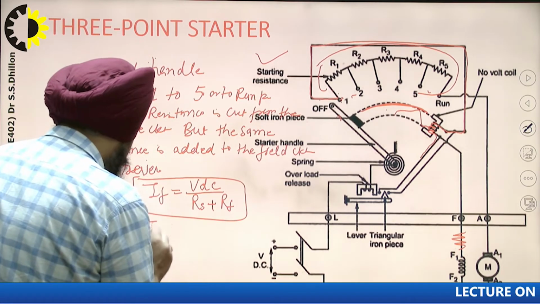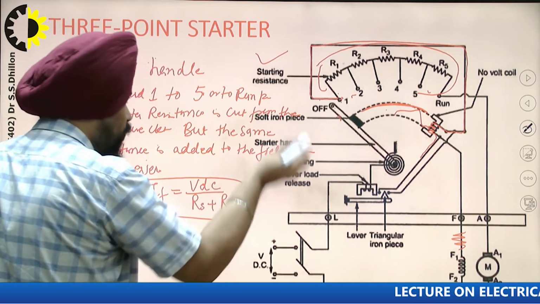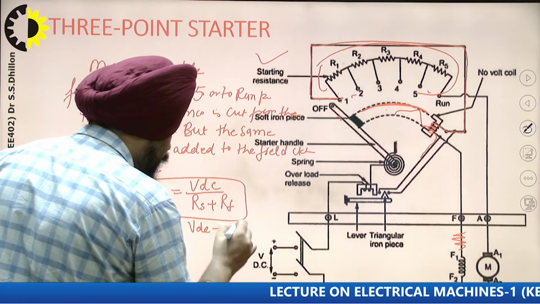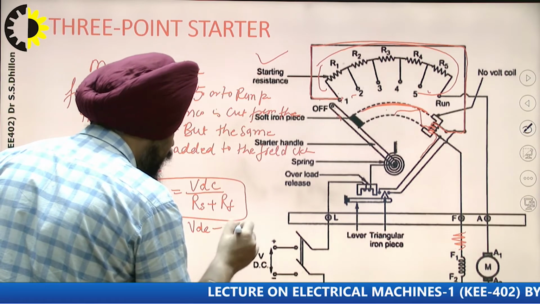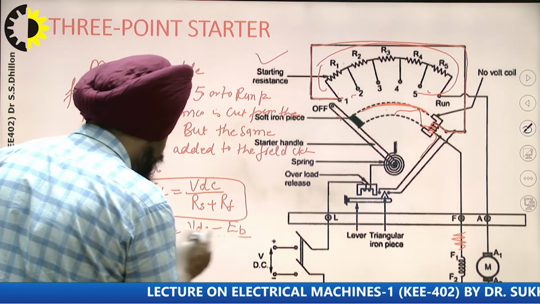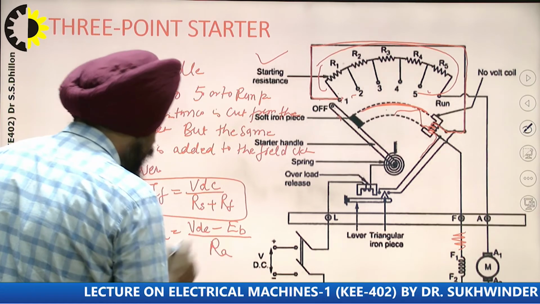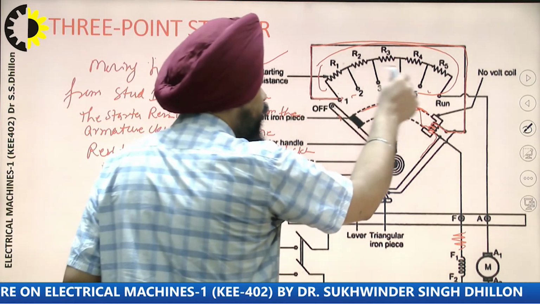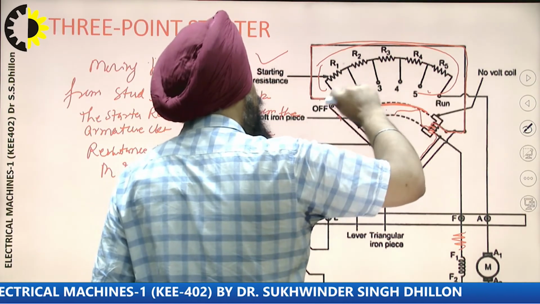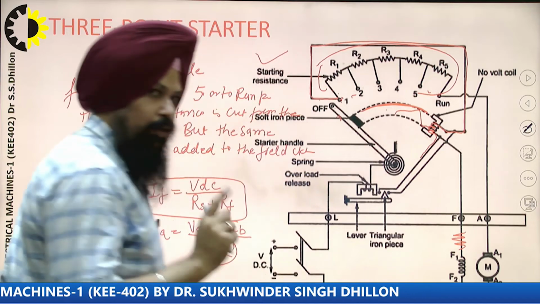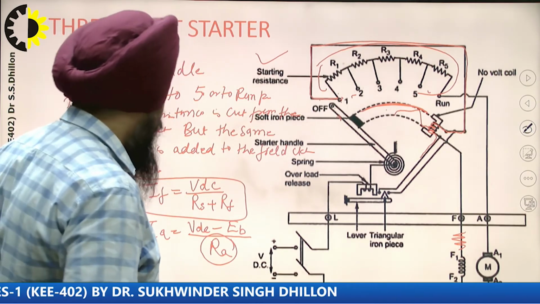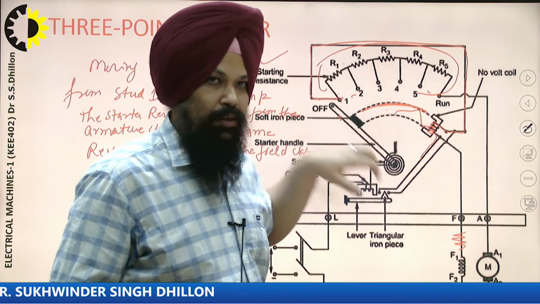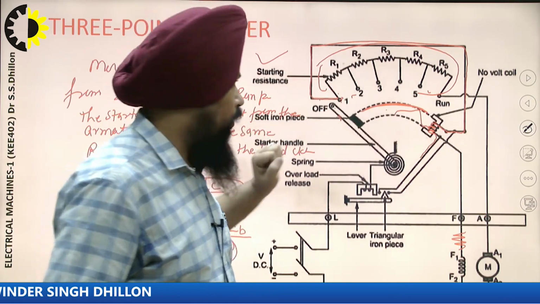But in the starting position, the armature current is VDC minus EB, because in the on position we have the EB induced, divided by RA. Now from the armature circuit we have cut down the particular resistance, but we have automatically added it to the field circuit in order to have the speed control. So this is a different configuration of connecting the 3-point starter. These are the two configurations.